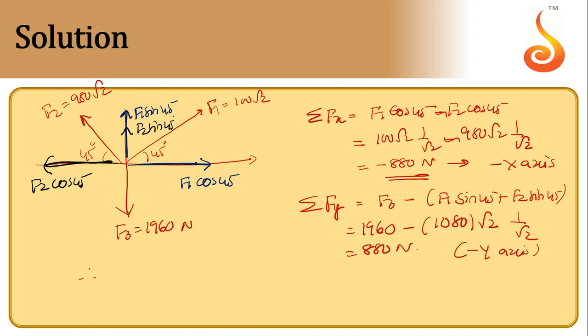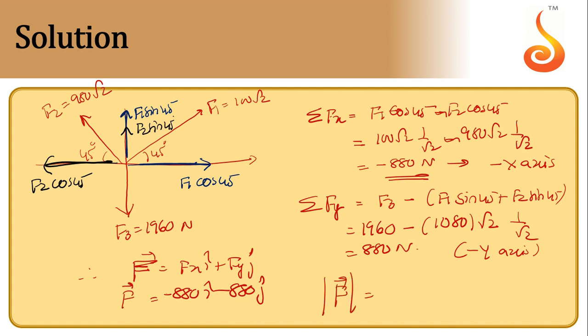So the net force can be written like this. Net force is nothing but Fx i cap plus Fy j cap. That is minus 880 i cap, minus 880 j cap. This is the net force. And if you want to find the magnitude of the resultant force, this is going to be 880 square root 2. So this is the resultant force on the system.